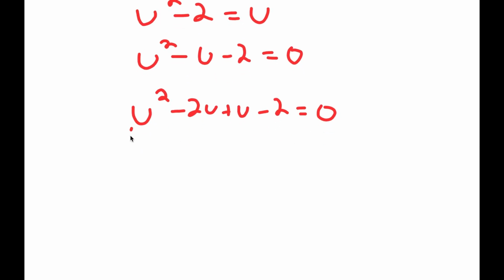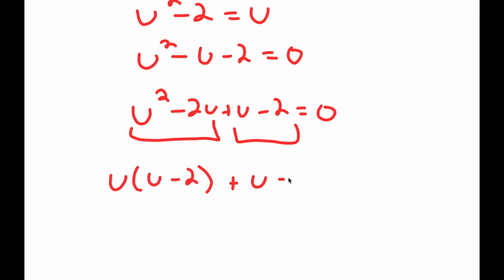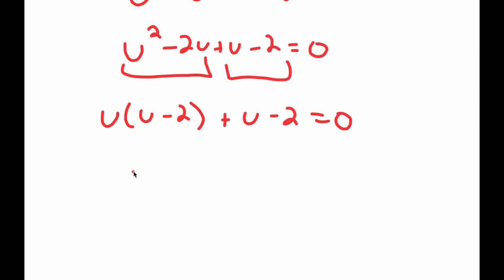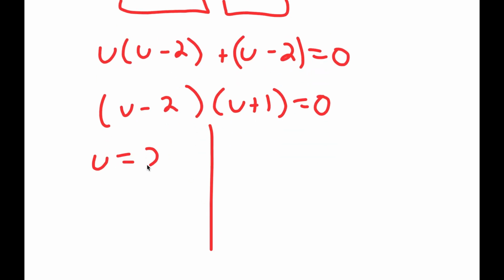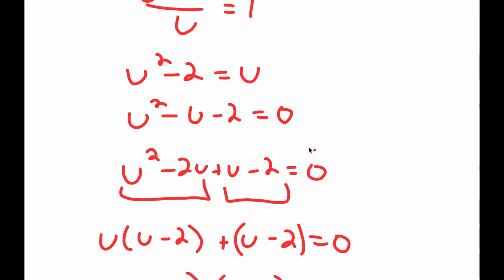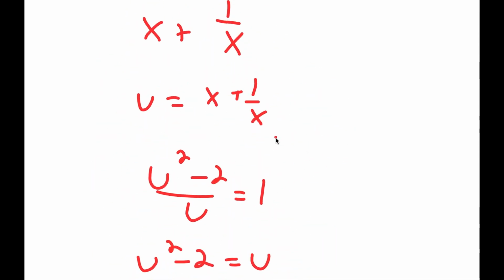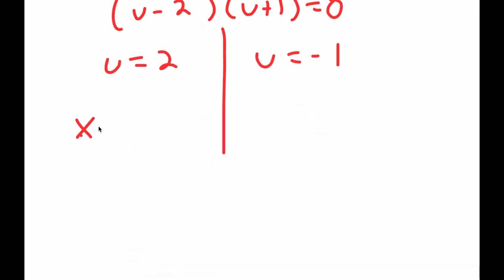So now I can factor by grouping. The greatest common factor from u squared minus 2u is u, so I get u times u minus 2 plus u minus 2 is equal to 0. Now if I factor out u minus 2, I get u minus 2 times u plus 1 is equal to 0. So this means that u is equal to 2 and u is equal to negative 1. Now remember how we let u equal x plus 1 over x. So I first have x plus 1 over x is equal to 2.